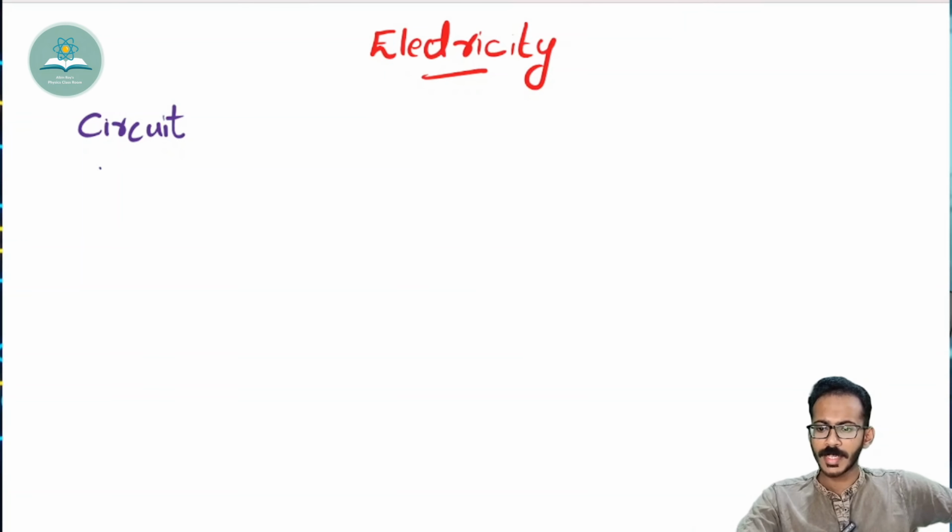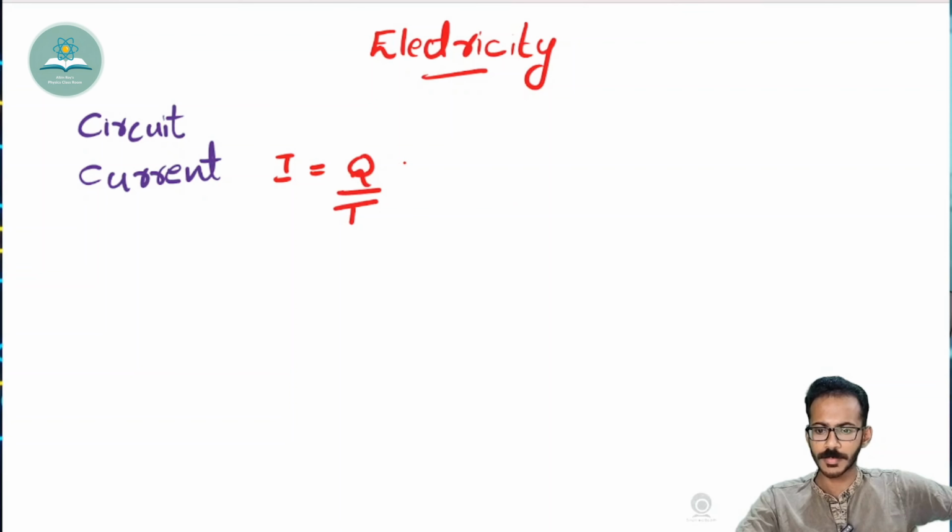Now, let's see what is electric current. Electric current is represented using the letter I. I is equal to Q by T. Actually, current means the amount of charge flowing through a particular area in a given unit time. It's called electric current. I'll just show you.